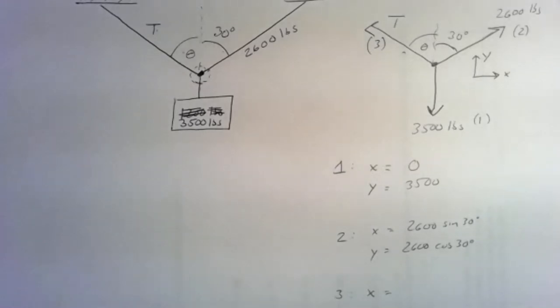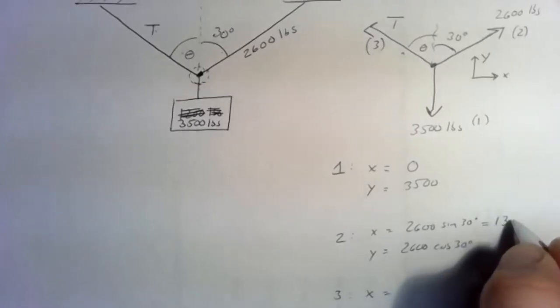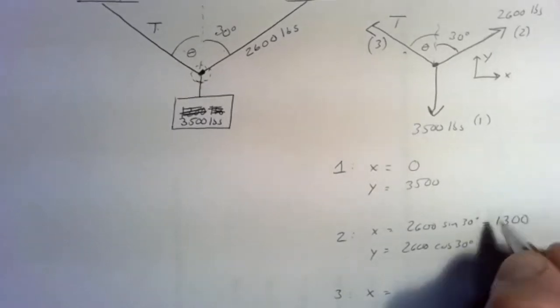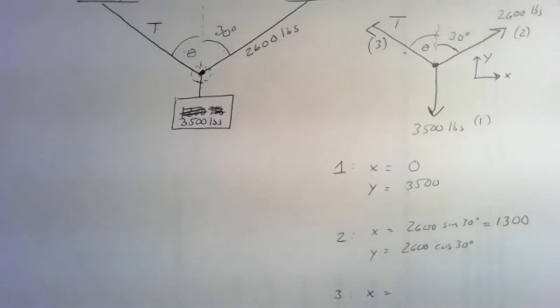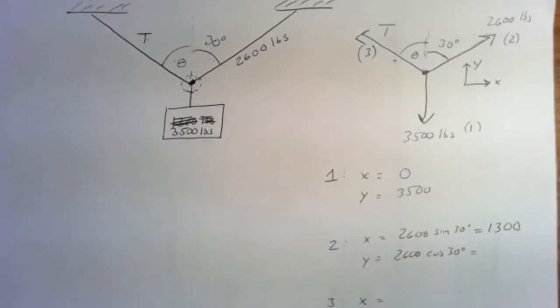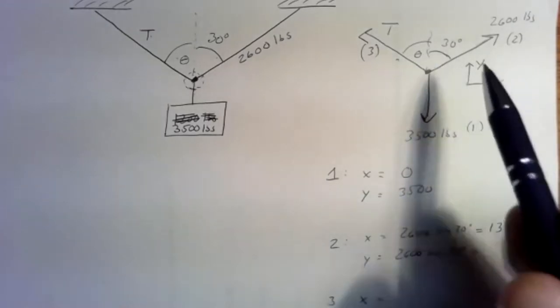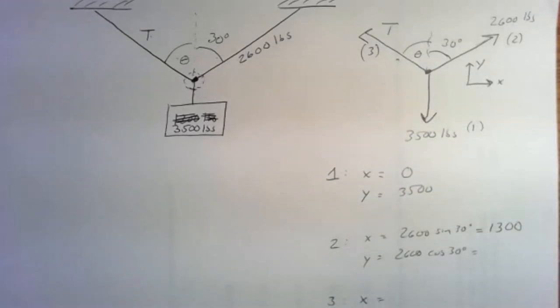So let's go ahead and figure these out. 2600 sine 30. Hopefully I don't need a calculator for that one. That's 1300 since the sine of 30 is 0.5. Then I've got 2600 cosine of 30. That's 2251. And I'm going to say for this problem, I want to have 4 significant figures in my answer. So I want my answer good to 4 sig figs. There's nothing in the problem inherently that will tell me that, so I have to put it in myself.